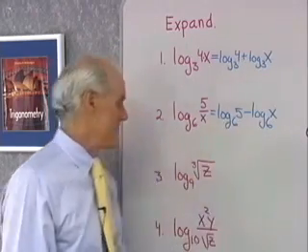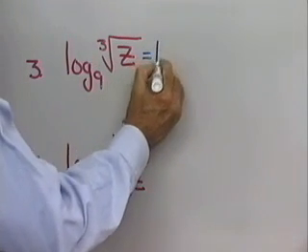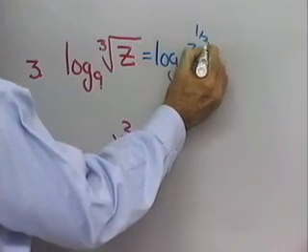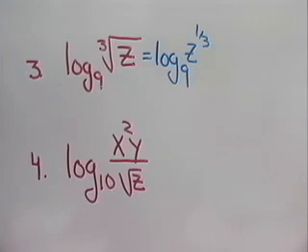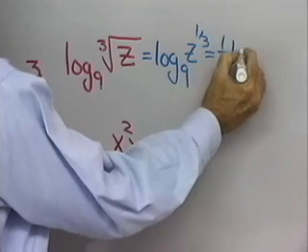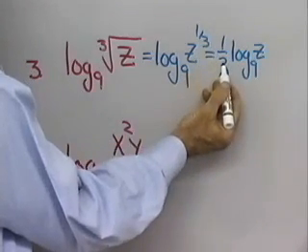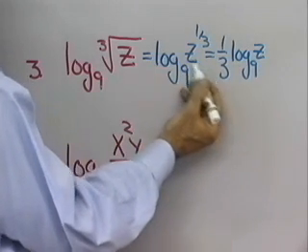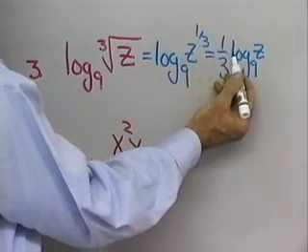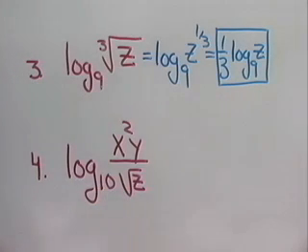Here's another problem. Log base 9 of the cube root of z. I'll rewrite this as log base 9 of z to the 1/3. Then I use my third property of logarithms to write this as 1/3 log base 9 of z. So exponents become coefficients with property 3 for logarithms. The logarithm of this base raised to this exponent is the product of that exponent with the logarithm of the base. So there's property 3 used to simplify that expression.